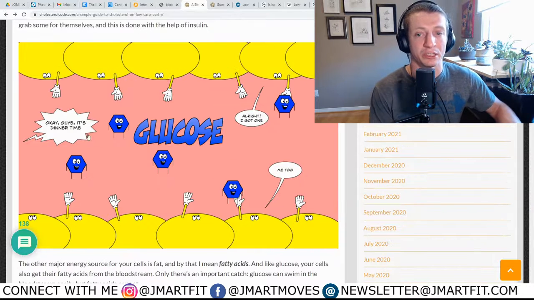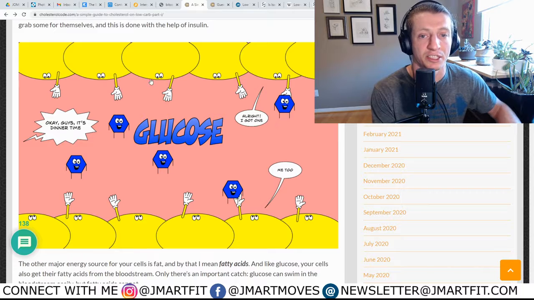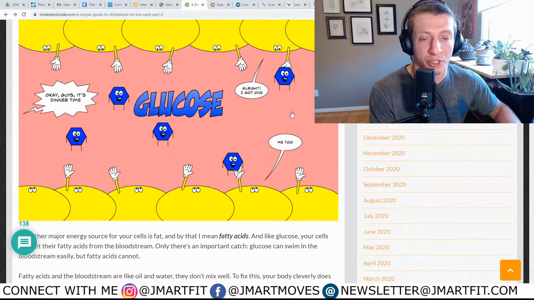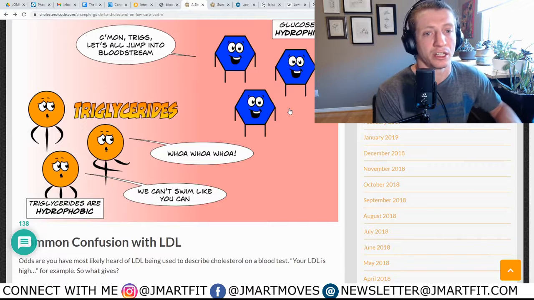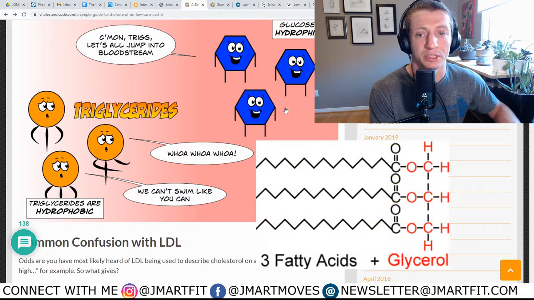Here now we can see glucose going through the bloodstream, and these cells on the surface of the arteries will have receptors represented by hands here that can catch the glucose and then use that energy. But what about the triglycerides? Well, what are triglycerides? They are a fat molecule, or three fat molecules attached together by a glycerol particle, which is kind of related to glucose. It's a byproduct of glucose degradation.